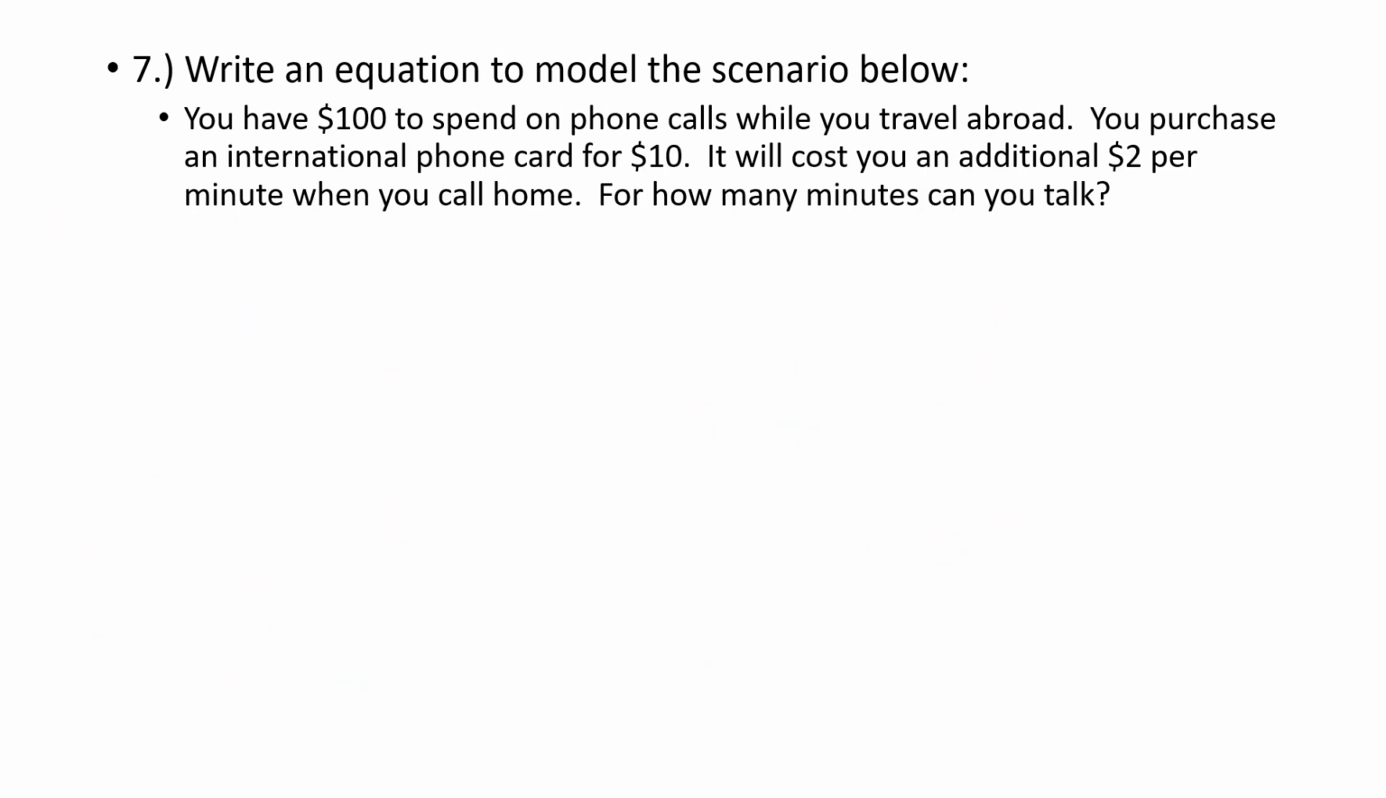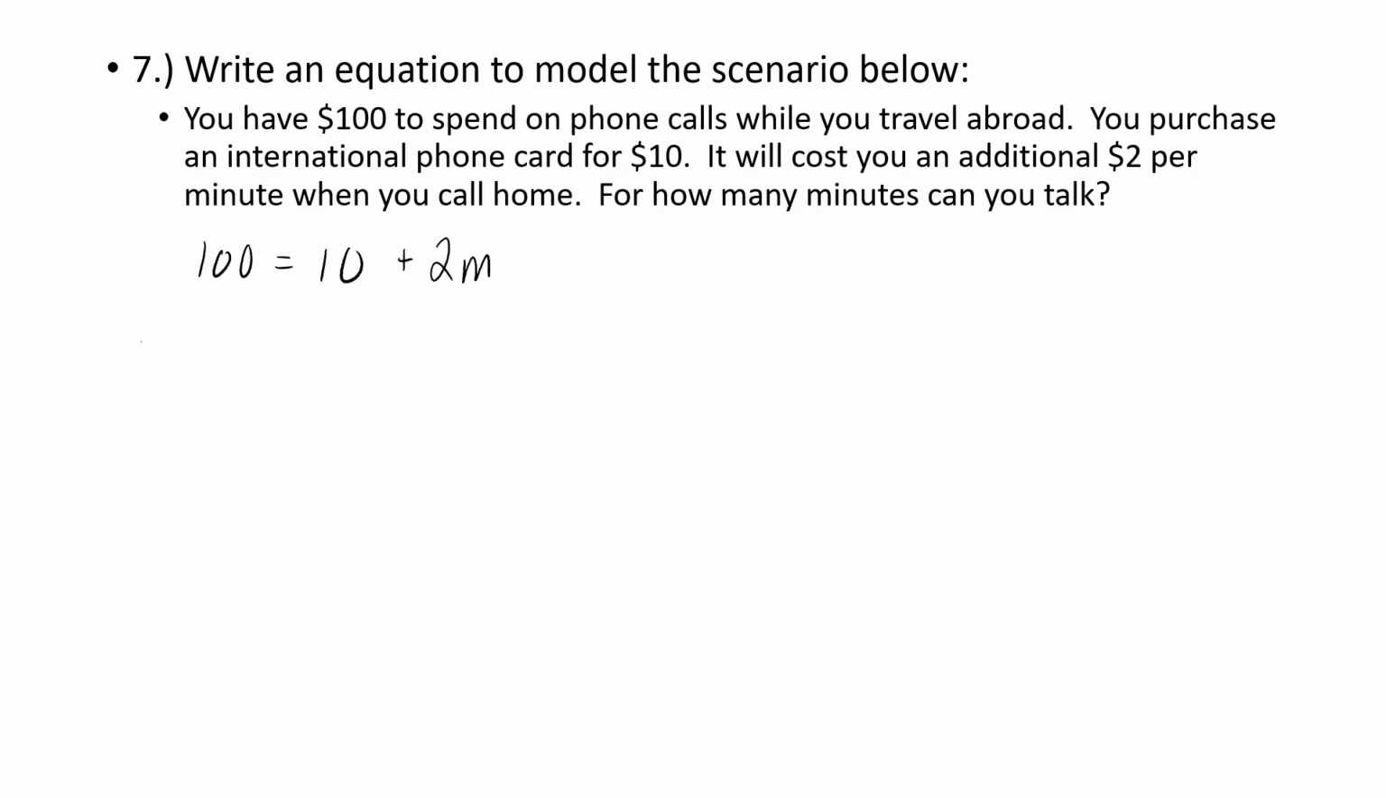All right, let's take a look at this last one. Before my video gets too long: write an equation to model the scenario below. You have $100 to spend on phone calls while you travel abroad. You purchase an international phone card for $10, and it will cost you an additional $2 per minute when you call home. For how many minutes can you talk? And so you've got your $100 here, and $100 is equal to the $10 that you paid for the card plus $2 times however many minutes you talk. So you might have set it up like that.